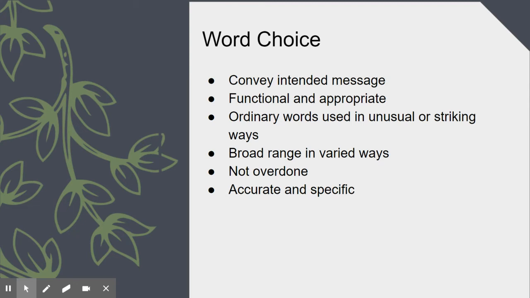Our word choice should not be overdone. So, again, we do want to use interesting words sometimes, but not using a thesaurus on every single word to try to make it sound interesting. Just making sure that your words flow together. And lastly, we want to make sure our words are accurate and specific in order to get that intended message across.